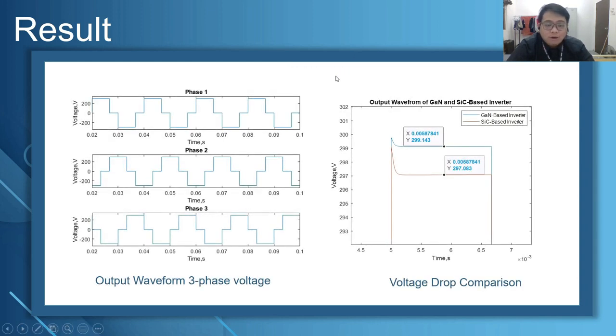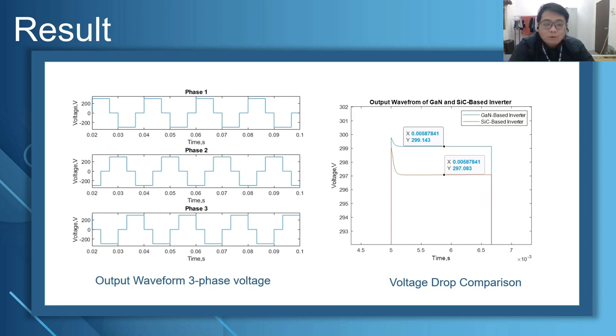Next is the output waveform of the 3-phase voltage of this inverter. For both materials, the output waveform of the 3-phase voltage will be the same, but the difference is the voltage drop of each material, and it is shown in the graph on the right-hand side. The blue line is the gallium nitride based inverter, and the orange line is the silicon carbide based inverter.